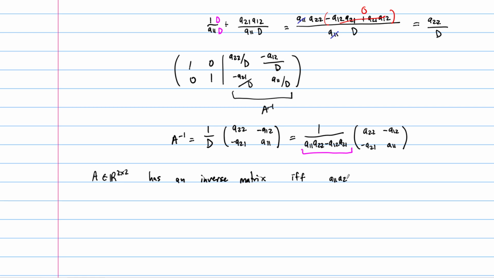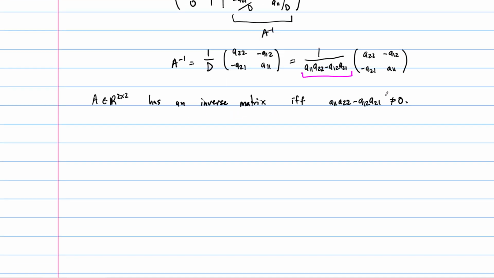The A11 A22 minus A12 A21, that this number is not 0. Okay, so now what I would like you guys to do, and we won't do this in the video, is repeat this process for a 3 by 3 matrix, a matrix in R 3 by 3. The algebra is going to get a little bit messy, but you're going to end up with a similar criteria, okay?